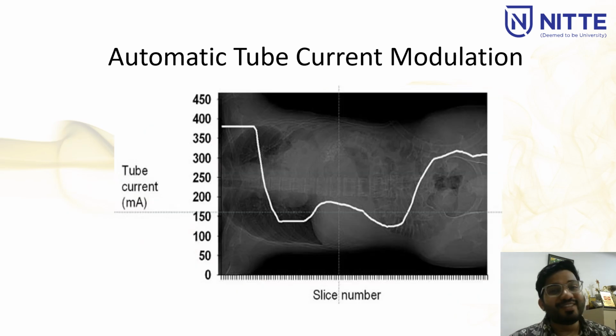So in this small session we have covered automatic tube current modulation, and the angular, longitudinal, and XYZ modulations. We have to go into more dose reduction strategies in CT.